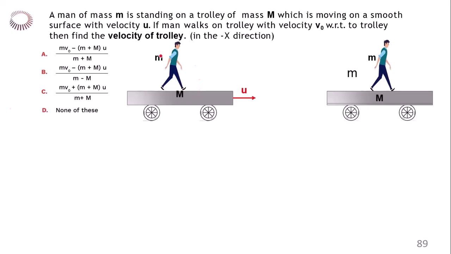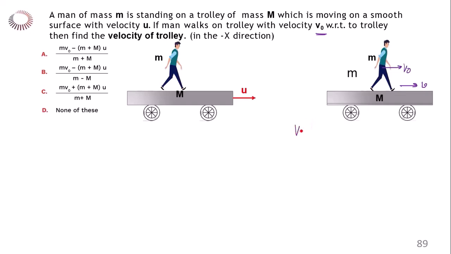Now the same situation over here. Initially the man and trolley are moving with some speed u. Again the man starts to move with the velocity v naught, and at that point, let us say the trolley is moving with the velocity v.